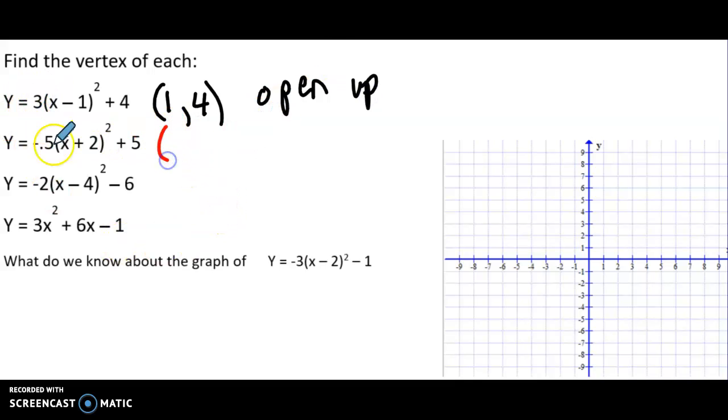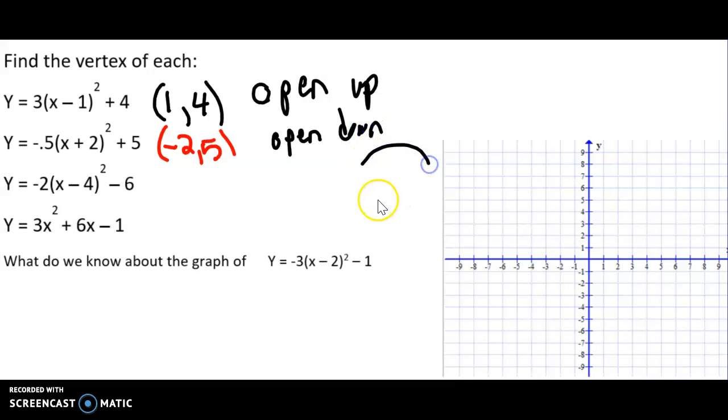The next vertex. Let's look carefully. Oh, gosh, sorry. (-2, 5) is the vertex for that one. And then if I want to know which way it opens, it's not asking me that, but might as well explore that a little bit. I notice it's -0.5. So a is -0.5, so it's going to open down. It's going to be a little wider than my normal parabola. This one's going to be a little skinnier than my normal parabola.